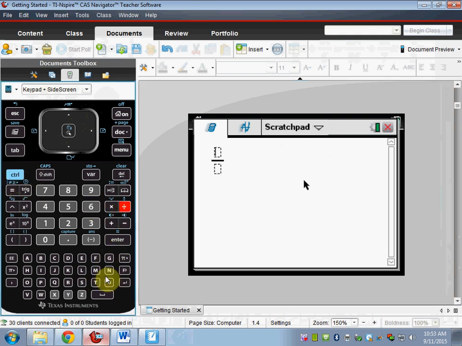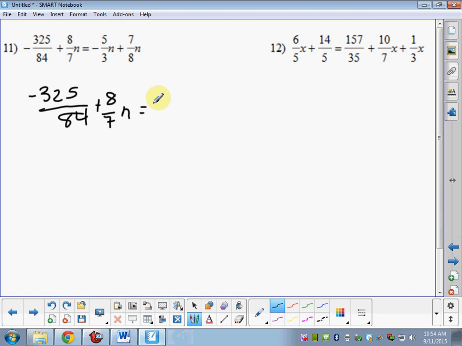You can type in -5/3, hit plus, and do 7/8. Hit enter, and there, that beautiful technology gives us -19/24n. So again, you are doing the exact same thing, you just have to let technology help you.